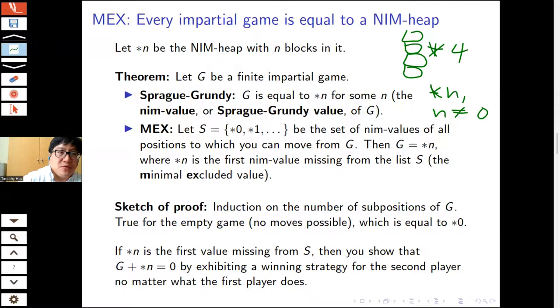So here's a weird thing about impartial games: plus is equal to minus, because every impartial game is equal to its own negative. That's the thing we just saw from looking at those NIM values. So you show that G plus star N is equal to zero by writing down a winning strategy for the second player, no matter what the first player does.